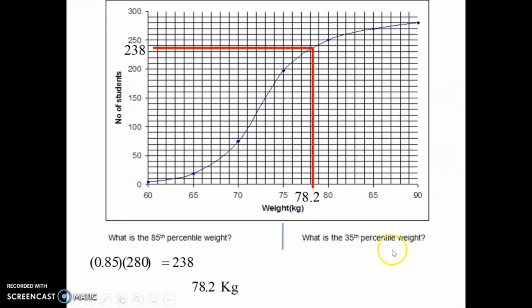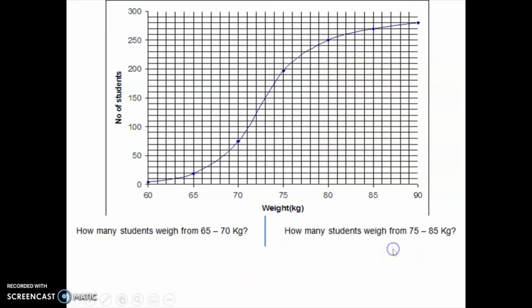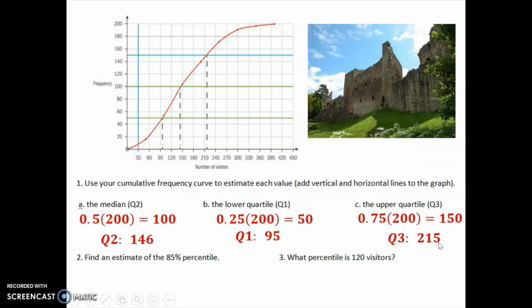Now, what is the 35th percentile weight? Okay, hope you got that one to work out. Let's try one more application of this. How many students weigh from 65 to 70 kilograms? So now you're saying how many are between a range of weights. Here's 65, here's 70. I'm going to go across on both of those. 65 leads me to data point 20. 70 leads me to data point 75. And that means I have 55 students between those two weights. How about students between 75 and 85 kilograms? How many is that? Okay, hope you figured it out.